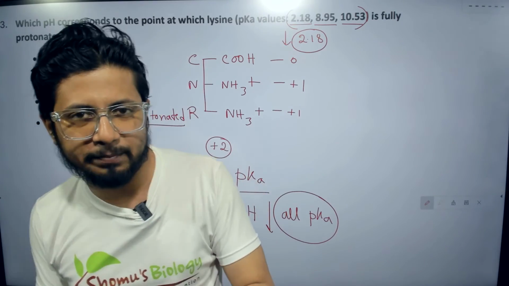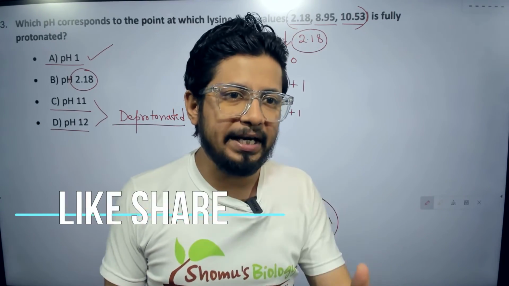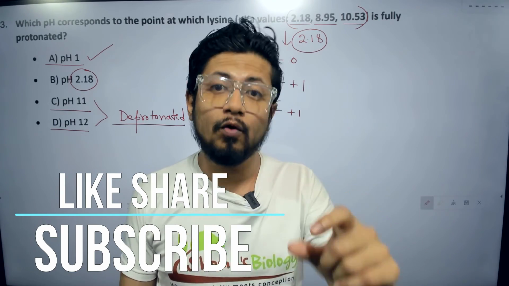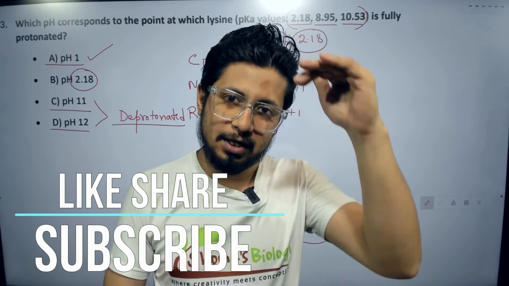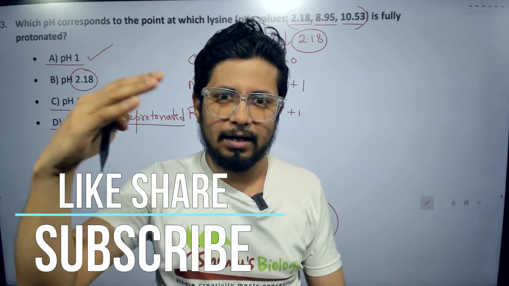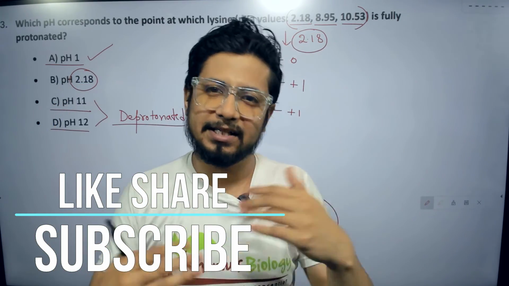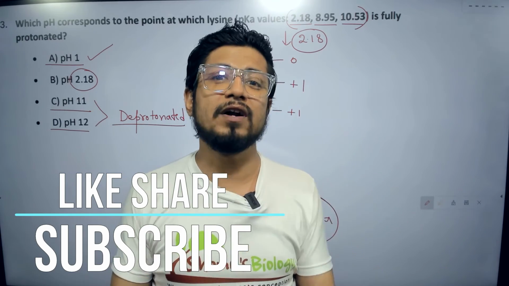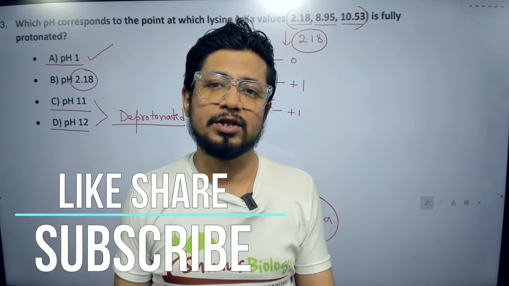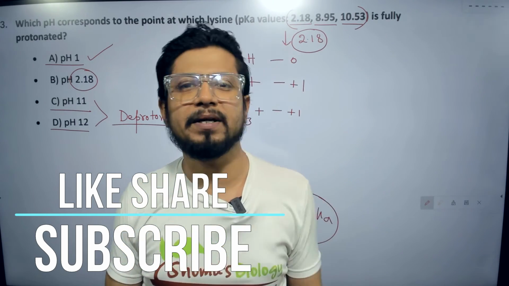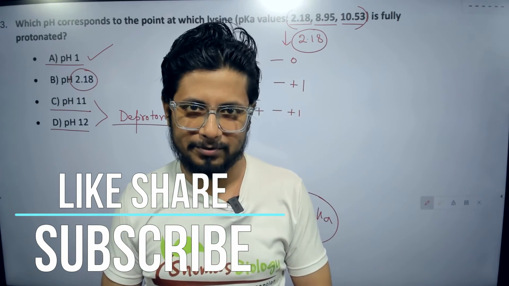What is the relationship between pK and pH? pH should be lower than pK to be completely protonated. Drop the phone. Lower the pH, higher the pK, that is protonation. And lower pK, high pH, that is deprotonation. That is the funda to answer any kind of question from this amino acid titration as well as polypeptide charge distribution problems.